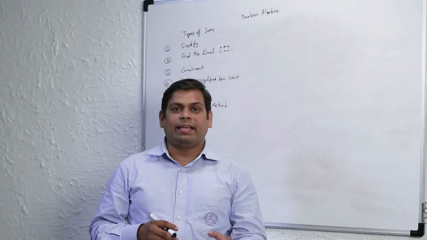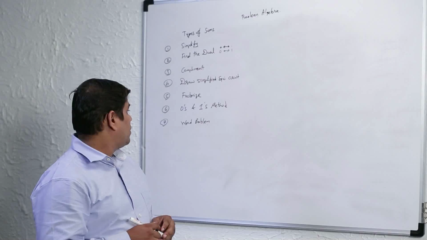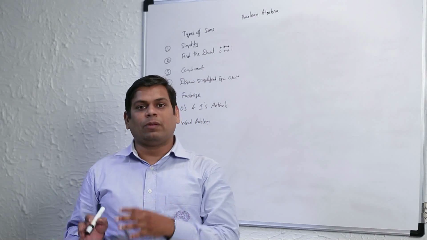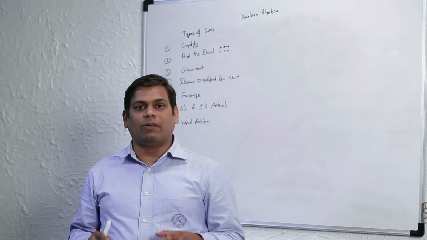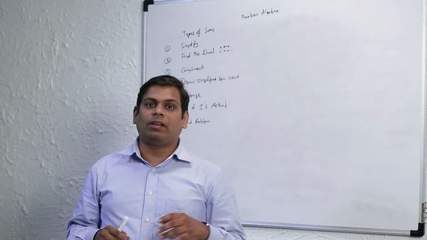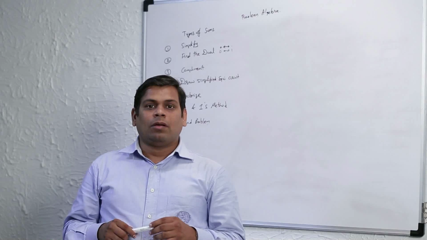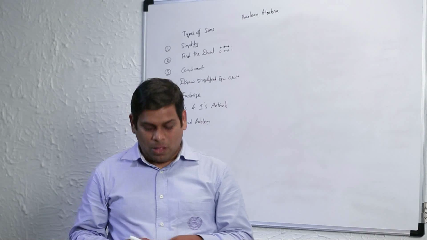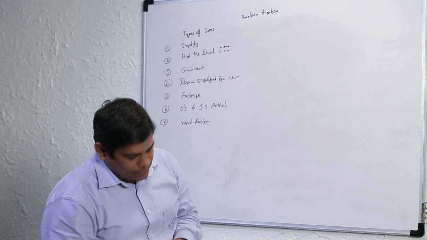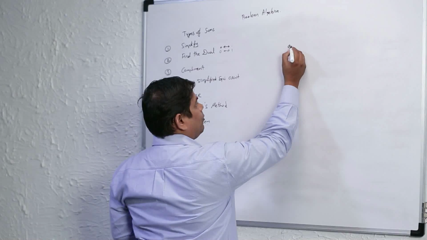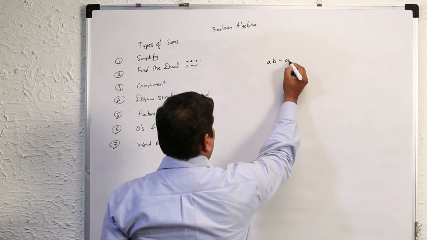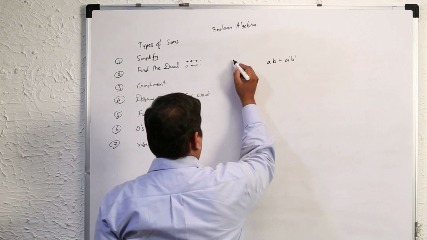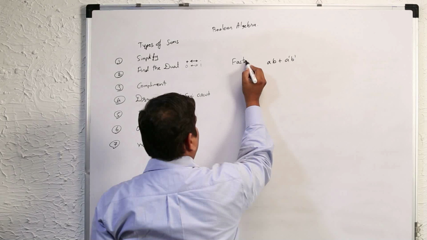Okay, now let us study the next type of sums called factorize. Though factorize is not given in most of the books, it is given only in ML Agarwal and Sultan Chand. It is not given in OP Malhotra. Though we need to cover this topic because some schools ask this. So let us see a few sums of factorize. We have to factorize ab plus a dash b dash. So our objective is to factorize this.